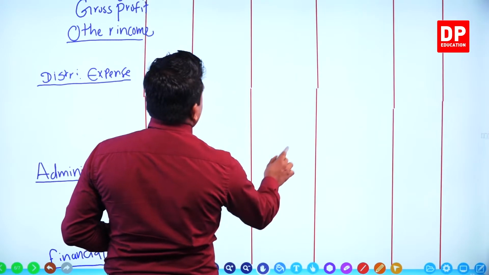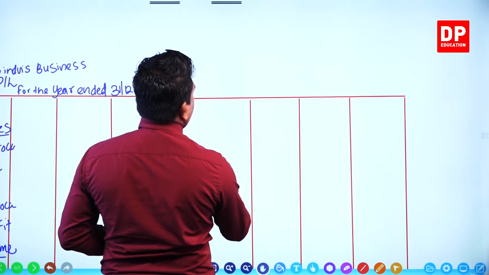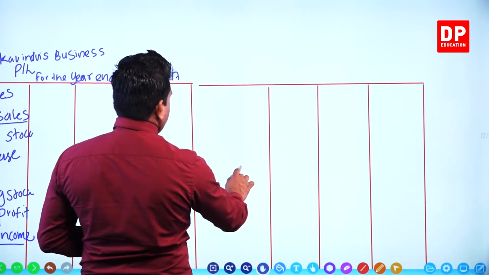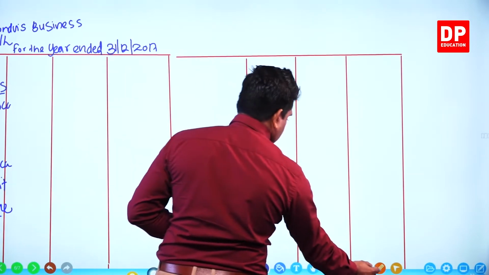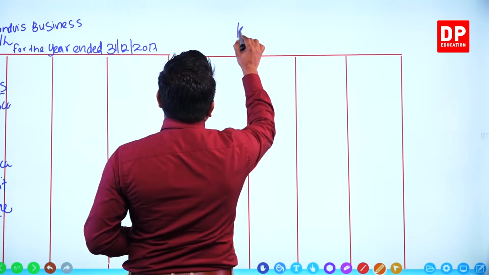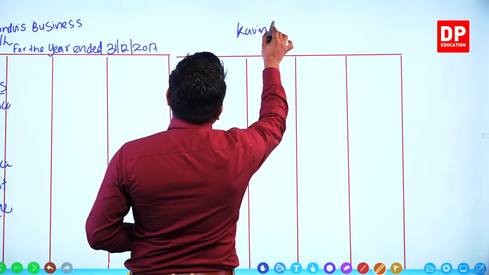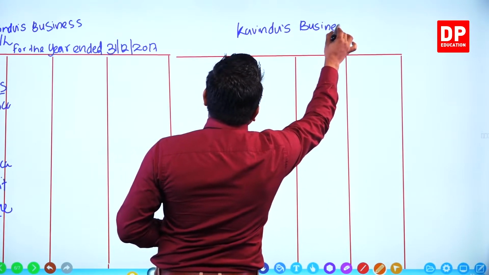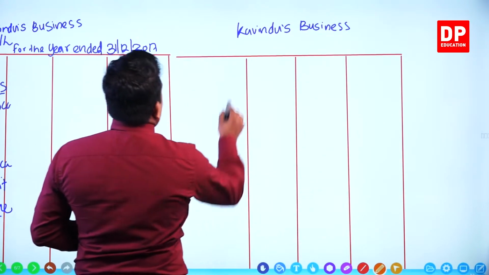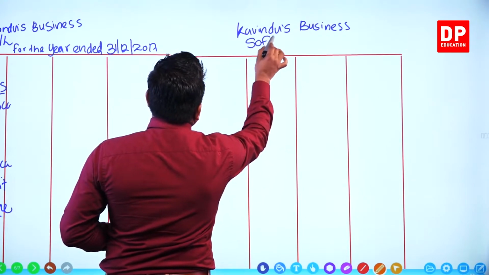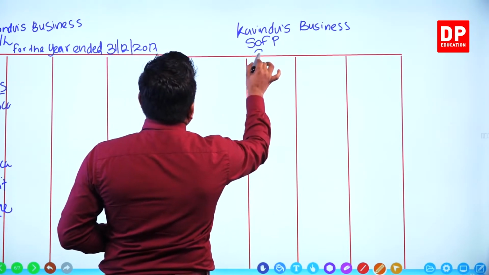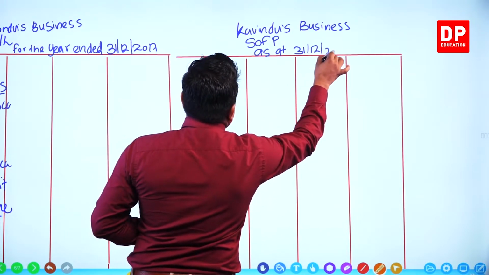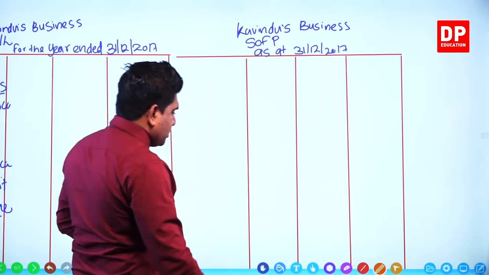Now we move to the statement of financial position, right? In the statement of financial position also we have to write the name of the business. What's the name of the business? Not a different name, same name. Kavindu's business. Statement of financial position, yeah, asset, right? Yes, at 31st December 2017, right?